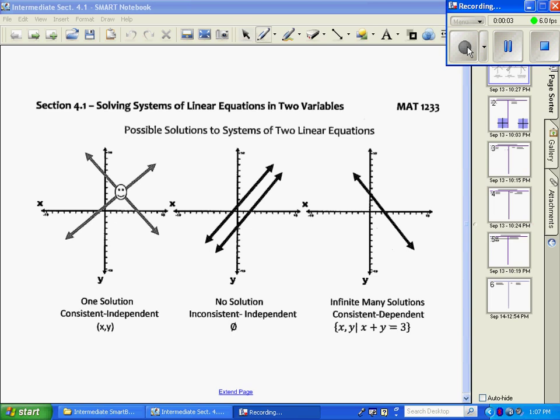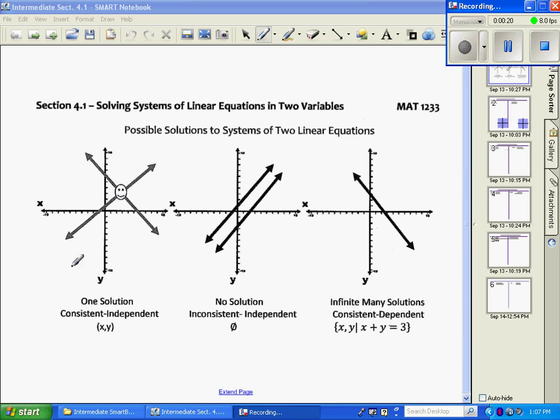Section 4.1 is solving systems of linear equations in two variables. There are a few different methods to solve these types of problems, and we're going to cover each of these throughout this lesson. But before we begin, we're going to talk about all the possible solutions that we're going to get.